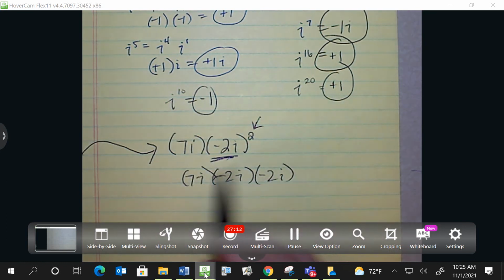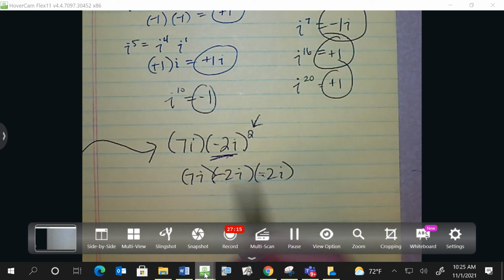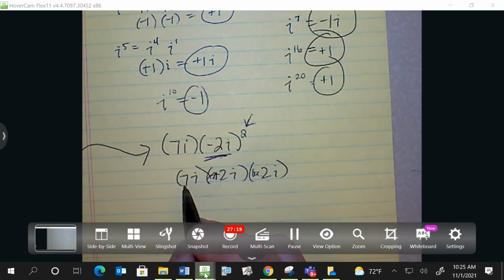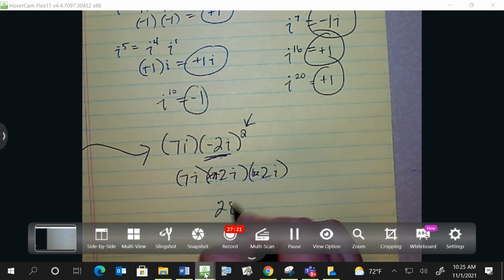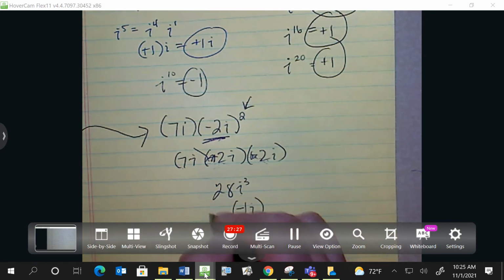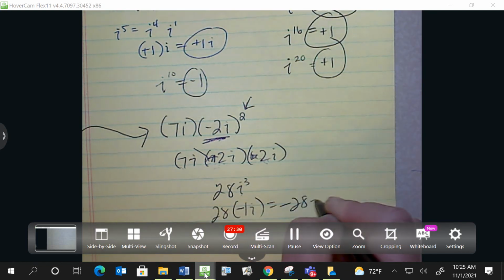Okay, ready? What do 2 negatives make, by the way? So I don't want to be confused with that. So 7 times 4 is 28. How many i's do I have? What's 3i equivalent to? Negative 1i. Negative 28i. Done.